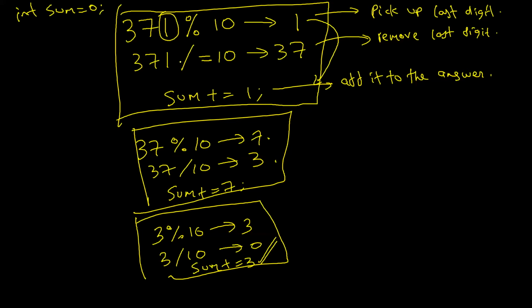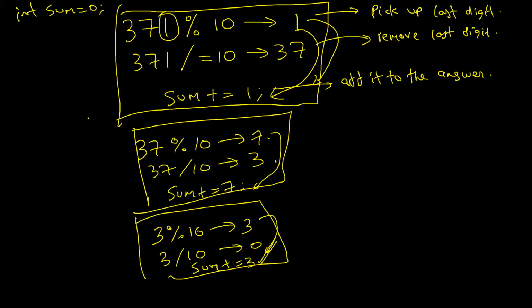Basically what I'm doing is, okay, I'm picking up the last digit, I'm adding it into the sum, and then I'm dividing it with 10, right? So I'm doing it again and again, correct?